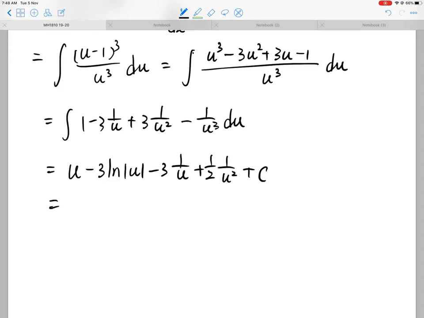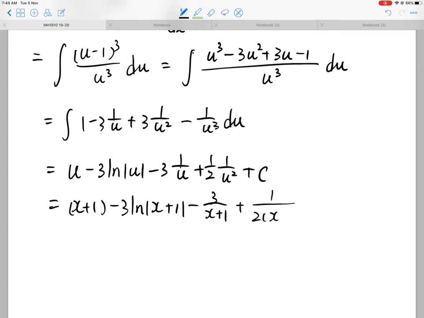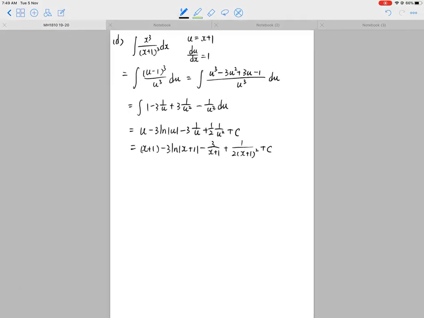Okay, then you sub x back. It should be x plus 1, minus 3 ln (x plus 1), minus 3 over (x plus 1), plus a half times (x plus 1) squared, plus c.